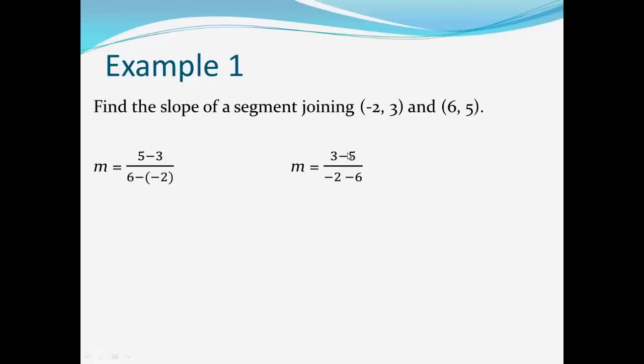And I did the opposite down here. I did 3 minus 5 over negative 2 minus 6. Now this is what you want to be careful of, because when you subtract a negative, you actually have a positive. You're adding a positive. So you would end up with 2 over 8. Over here, you would end up with negative 2 over negative 8. But they both come out to be 1 over 4 because these two negatives cancel out. So either way you do it, you're going to get the same answer.